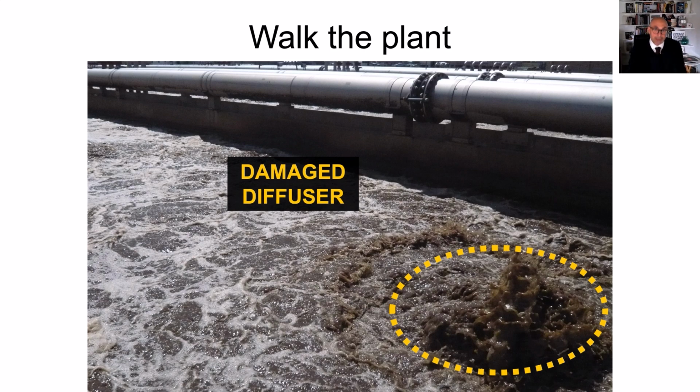And finally, let's look very quickly at what we should do to diagnose an aeration system. First of all, walk the plant. Look around the plant and you can clearly see that there's a damaged diffuser when you see a little geyser of air. What happened there? Well, it's either a diffuser that fell off or there is a crack in the air distribution pipe.